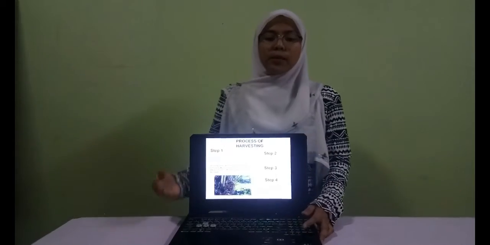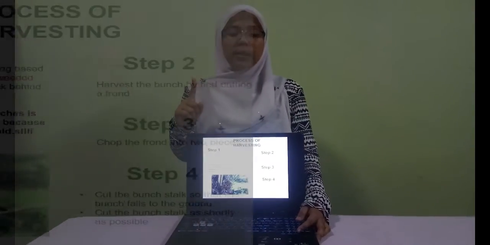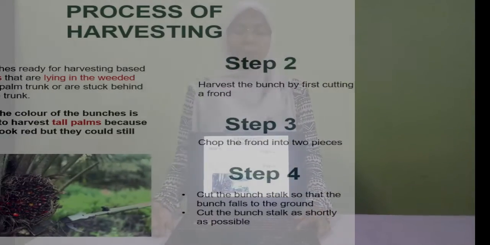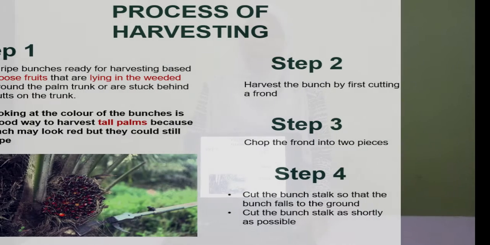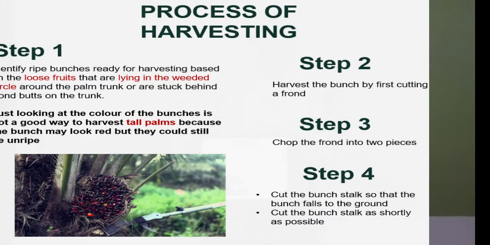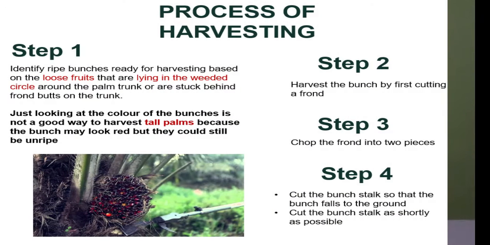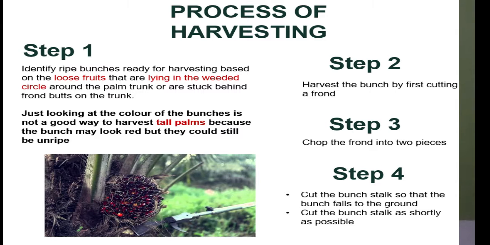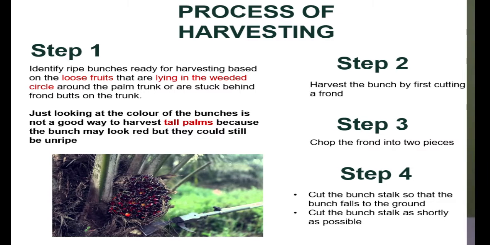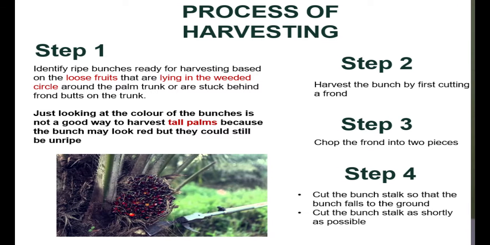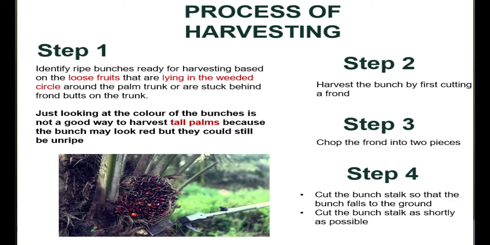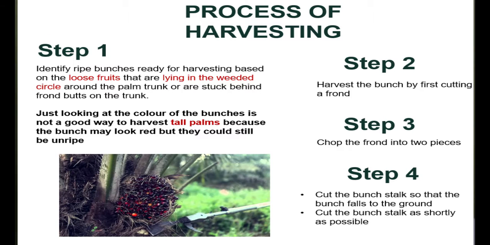Okay, next is the process of the harvesting. The first step is to identify the ripe branches ready for harvesting based on the loose fruit that are lying in the weeded circle around the palm stalk, or the stalk behind the frond bud on the stalk. Just looking at the color of the branches is not a good way to harvest tall palm because the branches may look red but they could still be unripe.